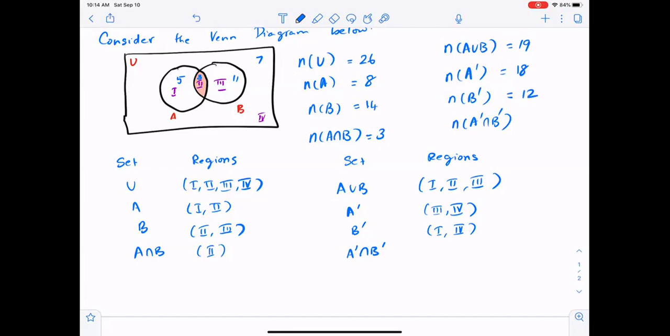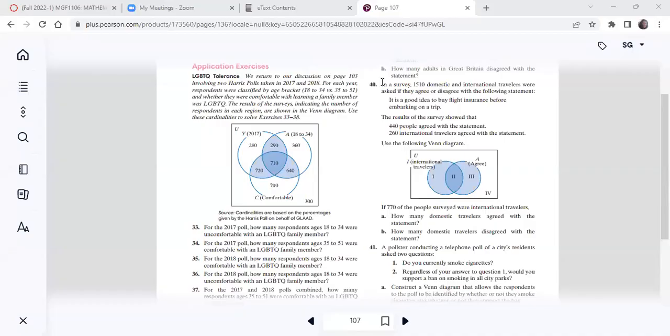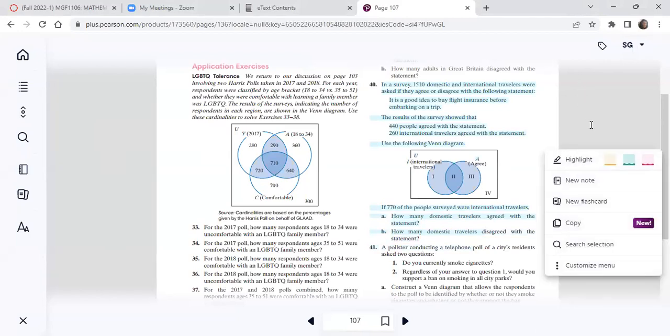Lastly, we want to see what is common between A complement and B complement. The region that is common is region 4, and region 4 simply has 7 elements. We are going to do that problem right there.